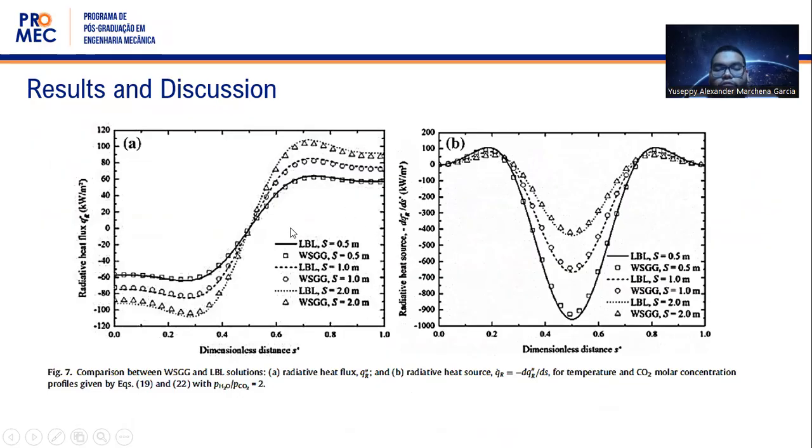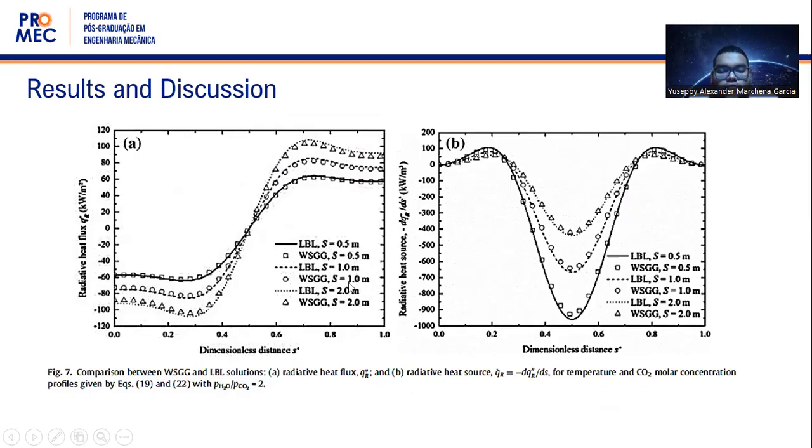For symmetric temperature and concentration profiles with maximum at the center of the domain, we can see here in figures 7a and 7b the radiative heat flux in figure A and the volumetric source in figure B, right? For a concentration ratio of water and carbon dioxide of 2, and path lengths of 0.5, 1 and 2 meters.